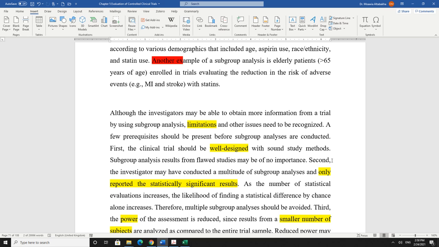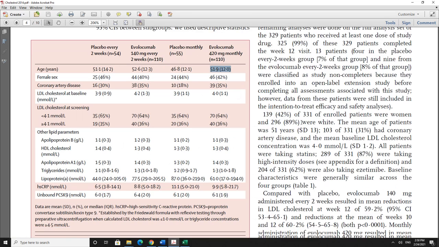Because remember that we can prove differences. We cannot prove similarity, equality. We can prove differences. That's why they want to prove something. So they start looking at subgroup analysis and then presenting something they find with significant difference. That's why it should be already planned. Let me show you here this clinical trial.